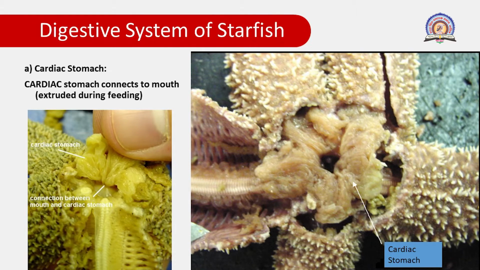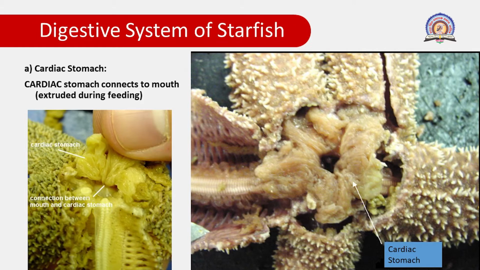You can see here the proper pictures of how it looks. On the right-hand side, you can see the 5 lobes, sac-like structures, as the cardiac stomach. In the left-hand panel, we can observe the constriction, with the globular sacs in an upward direction, extending to the pyloric stomach. This shows the connection between the mouth and cardiac stomach, as well as between the pyloric stomach and the cardiac stomach. This is an actual picture of how the cardiac stomach looks inside the starfish.